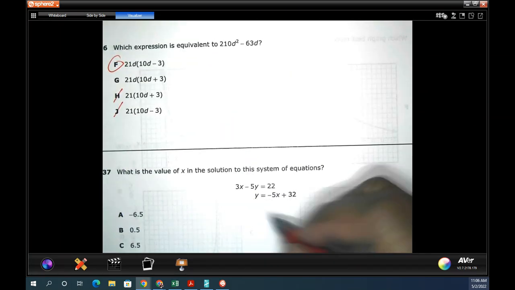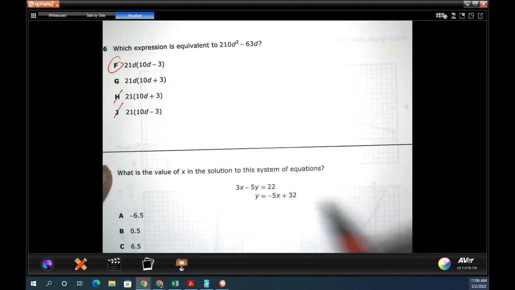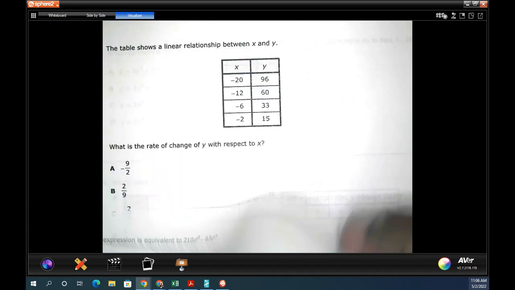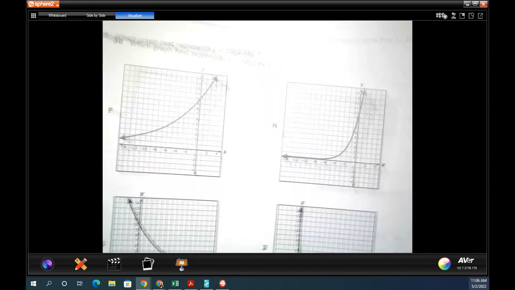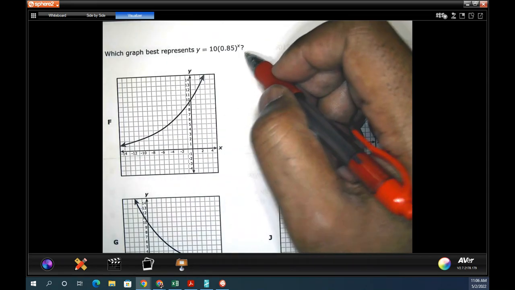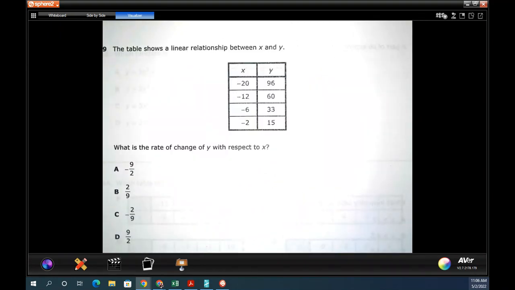Okay, this is all calculator. 37, you can put it in. Y equals negative 5x plus 32 for your second equation. And you will get the answer. Solve with systems. Type both equations in. I've shown you how to put this into your calculator. Match the graph. Graph it on your calculator. Up, table, what do you do?